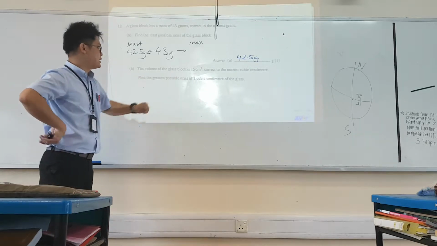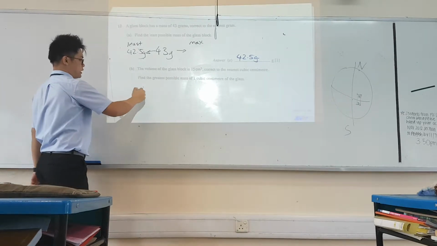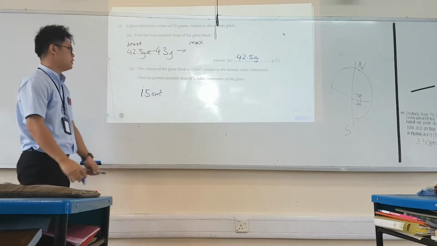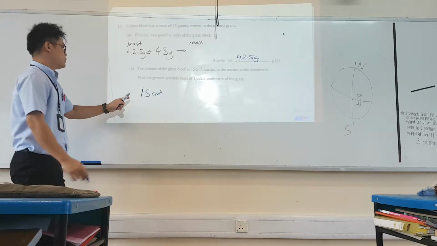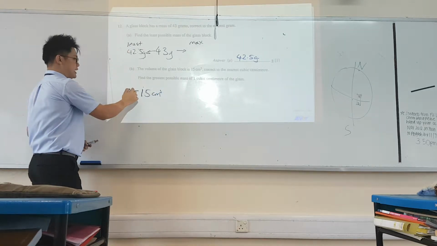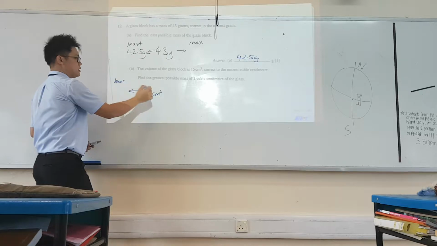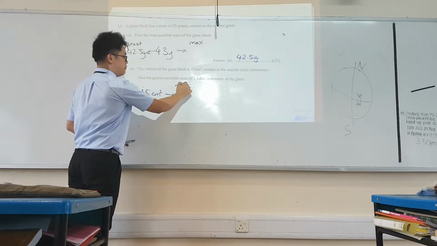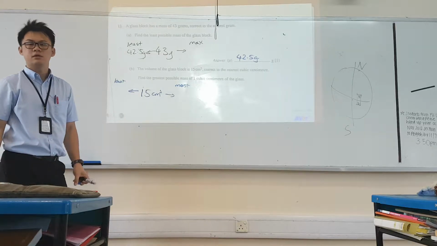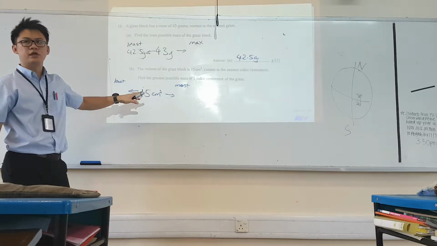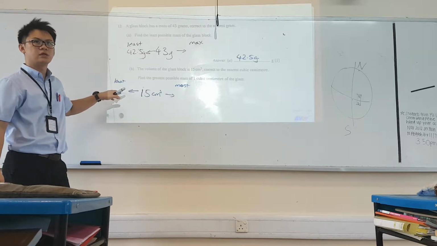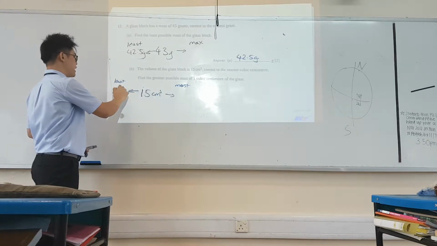The volume of the glass block is 50 cm cube. So since it's correct to the nearest cubic centimeter, that means there is also a least, and there's also a most, right? If this is rounded off to the nearest cubic centimeter, what do you think is the least? 14.5, 14.5 cm cube.